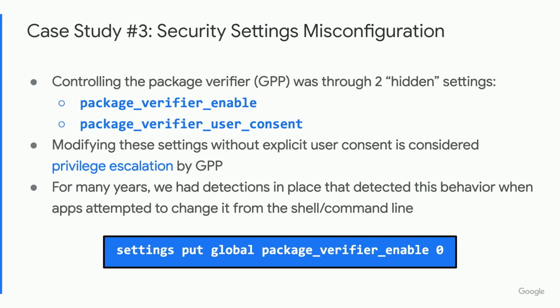And so for many years, there have also been put into place what we thought were a lot of detections to find this behavior. And it was for looking for apps that were modifying GPP through this type of command line command: settings put package verifier enable 0. But that's how user space applications try to change that setting.